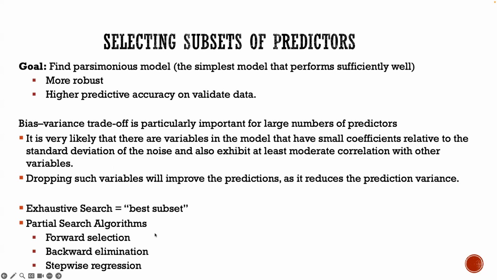There are many ways in which we can do this, finding a subset of predictors that matter. The first one is exhaustive search, and then there are others which are forward selection, backward elimination, and stepwise regression. Right? So there are basically two types: exhaustive search or partial search. And in partial search, we have three types: forward selection, backward elimination, and stepwise regression, to find which predictors we should use and which we should not use.